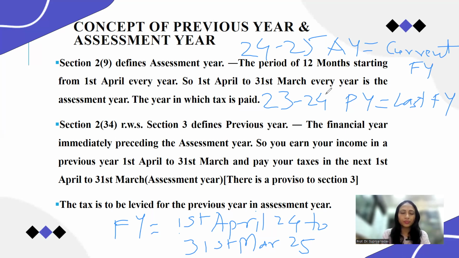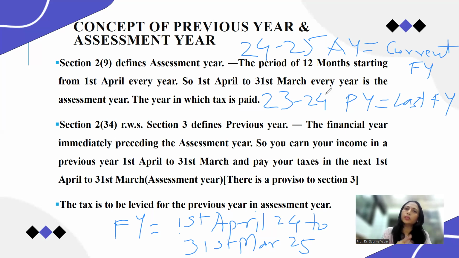Understand this thing? Okay. So previous year's income is assessed in the assessment year. That is, the total tax is calculated and paid to the income tax department. Also, the ITR return form is submitted with the income tax department in the assessment year.